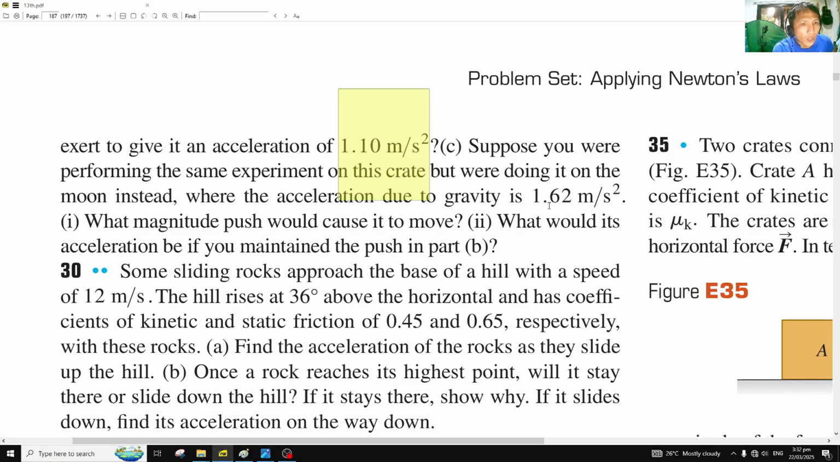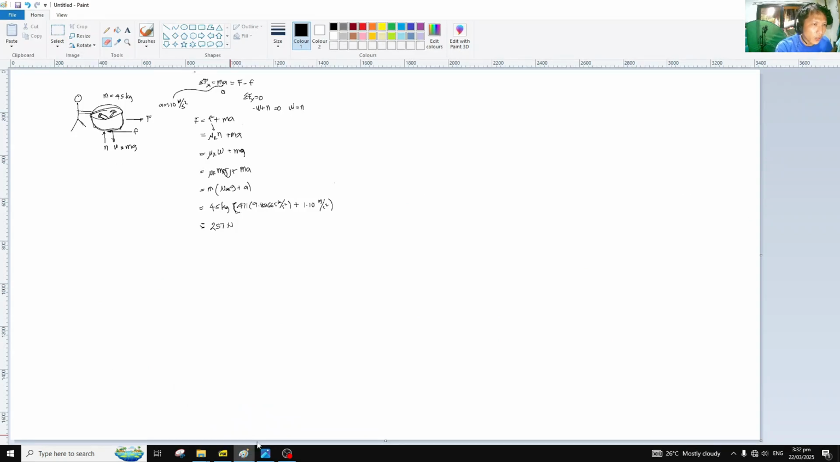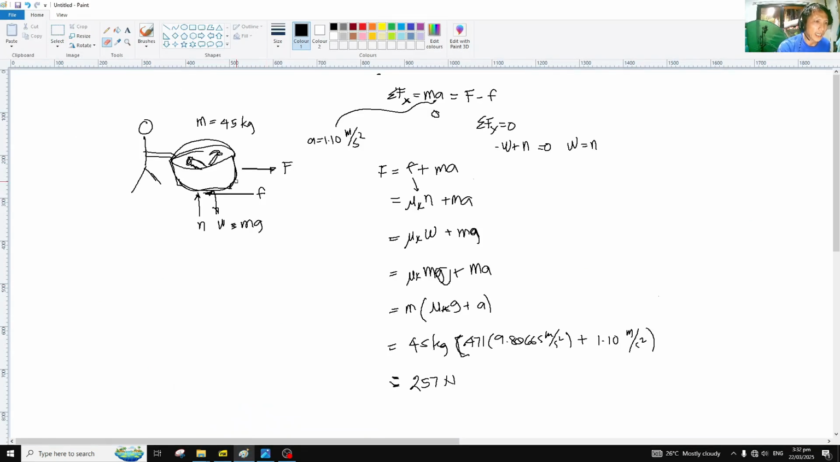Suppose you are performing an experiment on this crate, but we're doing it on the moon instead. The acceleration due to gravity is 1.62, so you will just replace the gravity with 1.62. If this is still the same material, the coefficients of friction, mu s and mu k, would still be the same. So mu kinetic is 0.471.